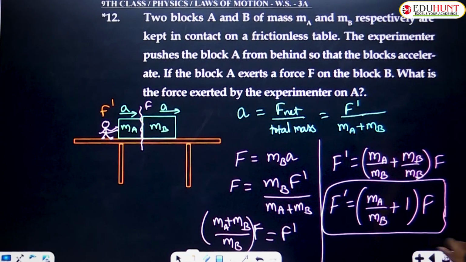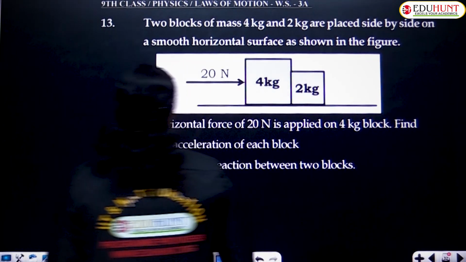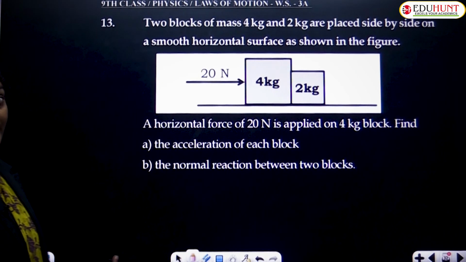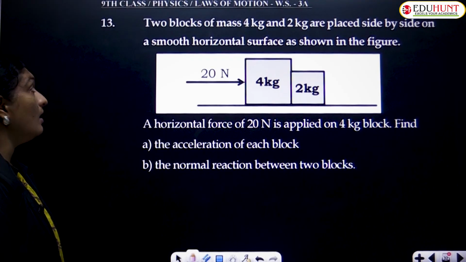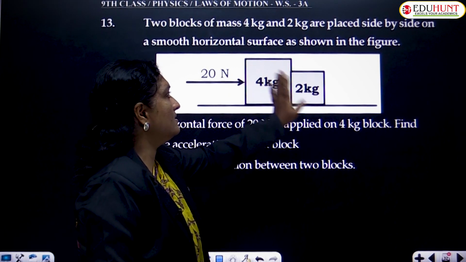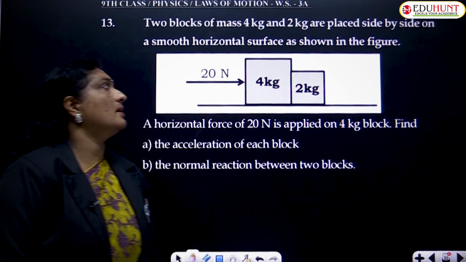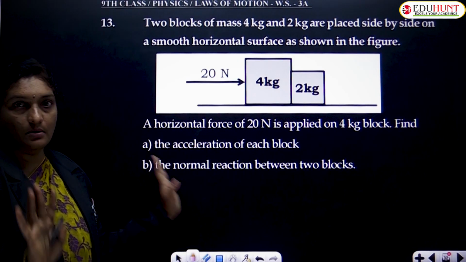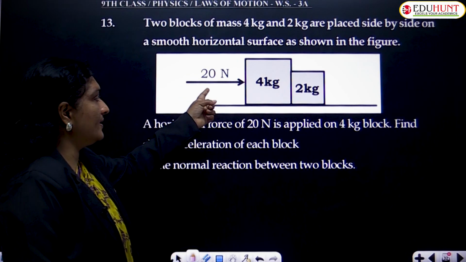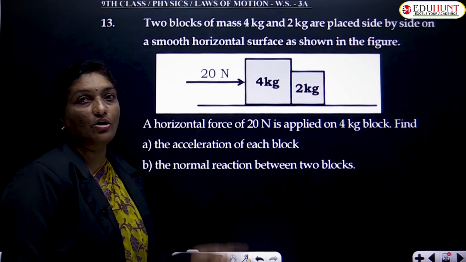Got it? So now let us move to the next question, that is question number 13. Two blocks, they have given the picture, so no need to imagine the picture. Two blocks of masses 4 kg and 2 kg are placed side by side on a smooth horizontal surface as shown in the figure. A horizontal force of 20 Newton is applied on the 4 kg block. Find the acceleration of each block.